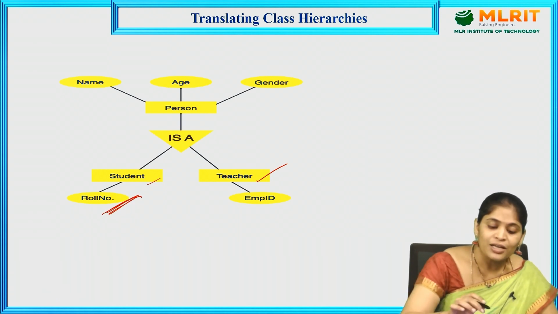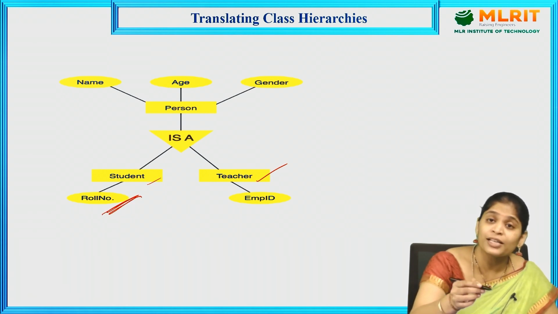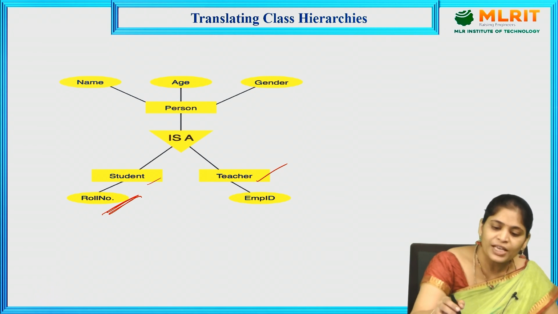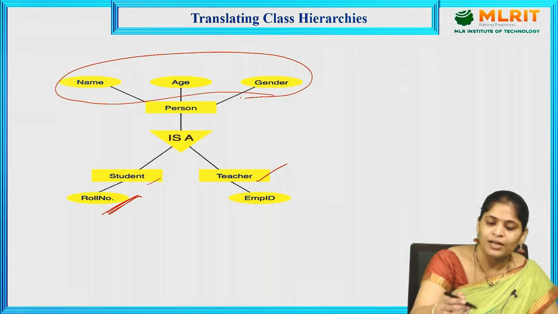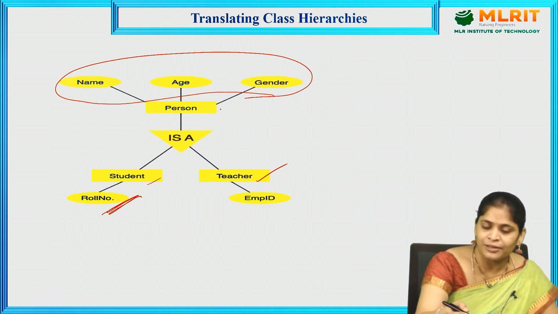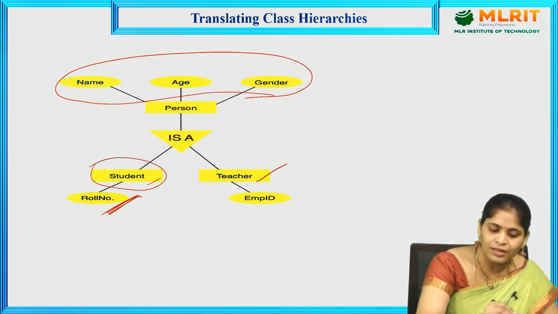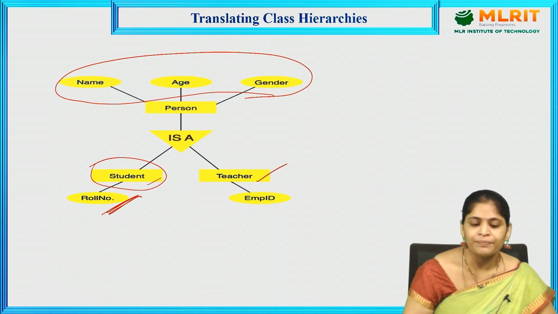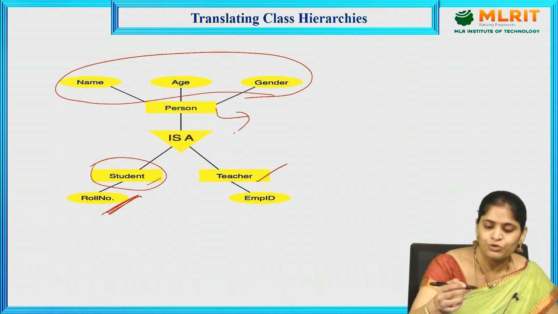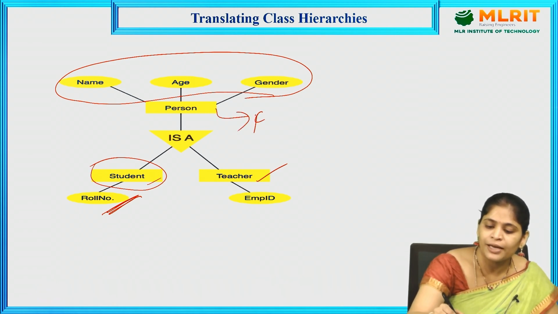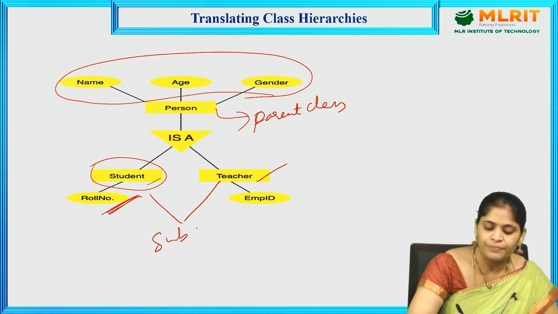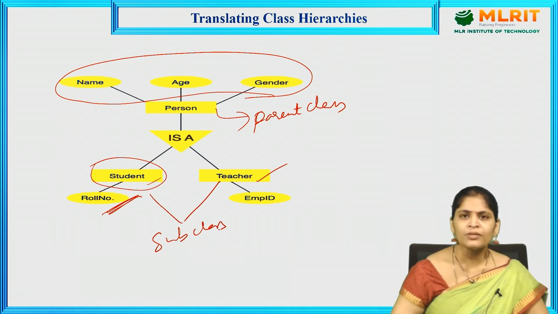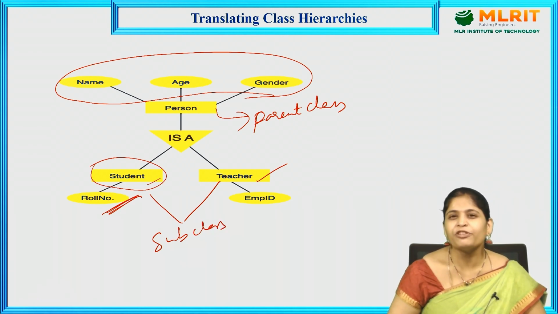No, right? So a student is a person. So we can inherit the properties of this entity for this particular subclass entity. That means here I used to deliver that this can be a parent class or parent entity, and these two are nothing but subclasses. Here comes the concept of inheritance.